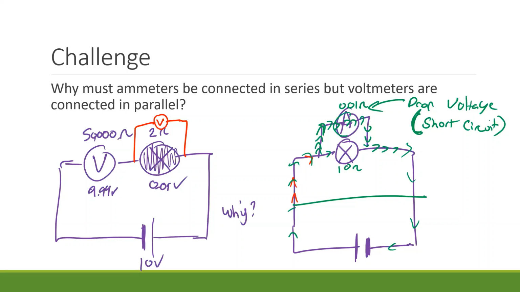This is why we only let students use variable voltage supplies that go between 0 and 12 volts. Because if we gave you anything more, we would have dead amp meters all over the joint. So that's why you can't hook an amp meter up in parallel, and you shouldn't hook a voltmeter up in series.